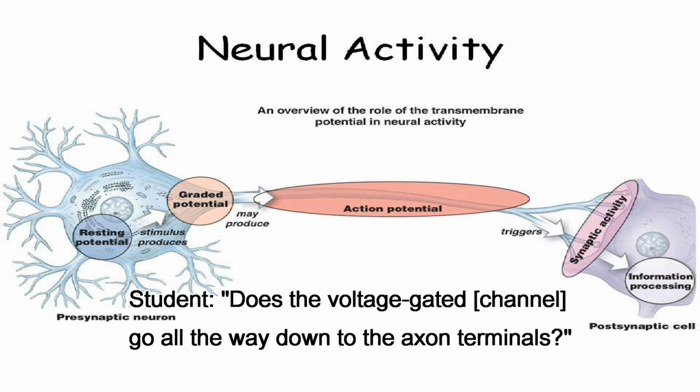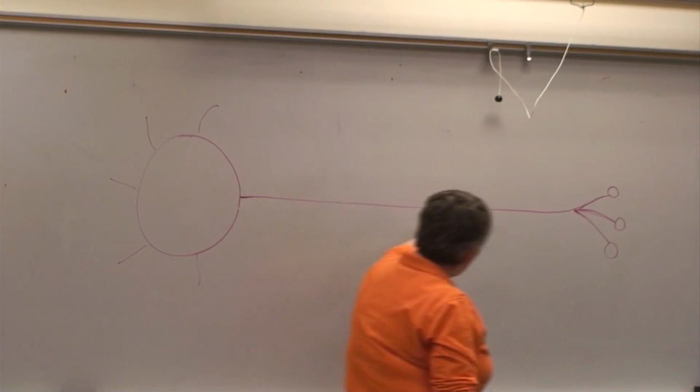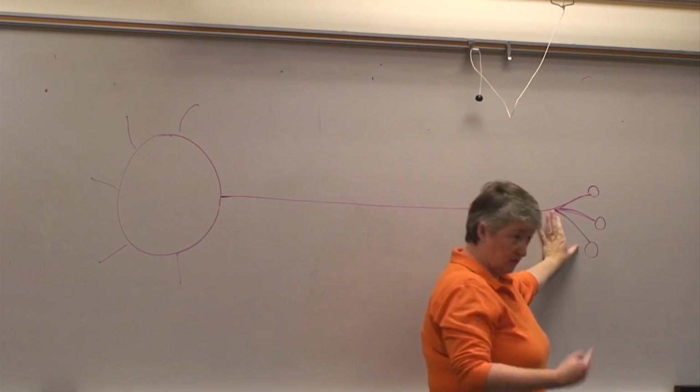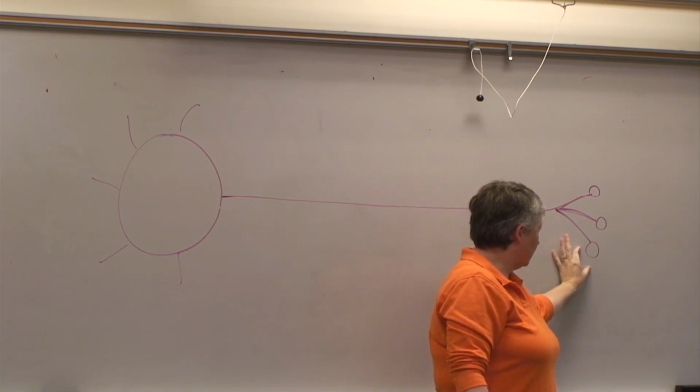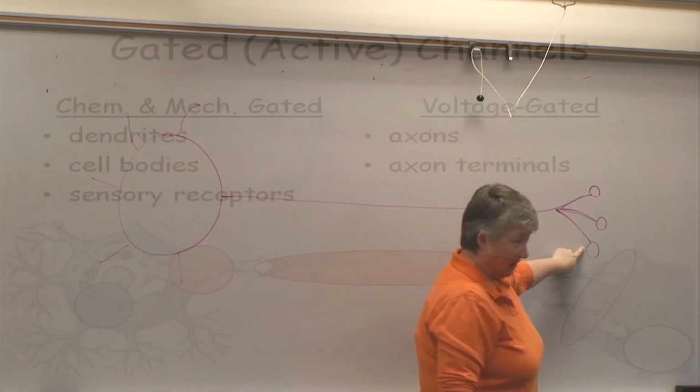Does the voltage gated go all the way down to the axon terminals? Voltage gated goes basically all the way down to the synaptic terminals. So these are the axon terminals, or the telodendria, right? And at the end of those are the synaptic terminals. So they're basically all the way down to the very end of this.